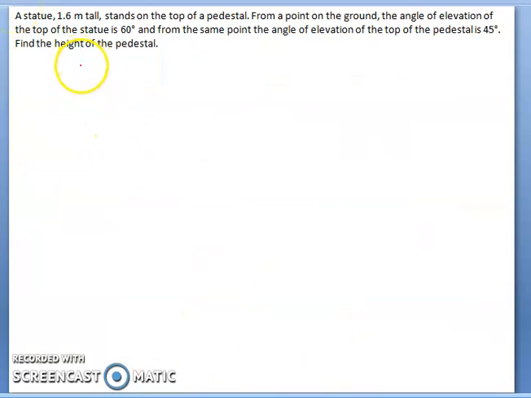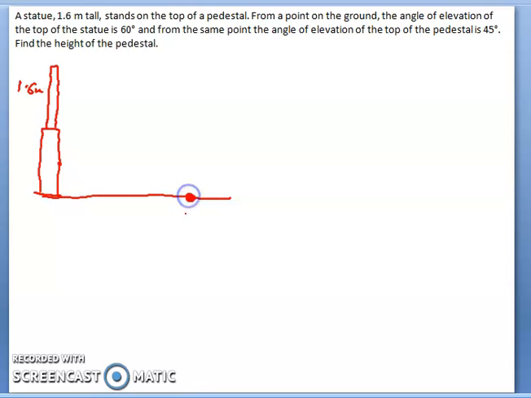A statue 1.6 meter tall stands on the top of a pedestal. So suppose this is one pedestal, consider like this, and then there is a statue. So the statue is 1.6 meter. Now from a point on the ground, like suppose this is point P, the angle of elevation of the top of the statue, so the top of the statue is like this, is 60 degree.